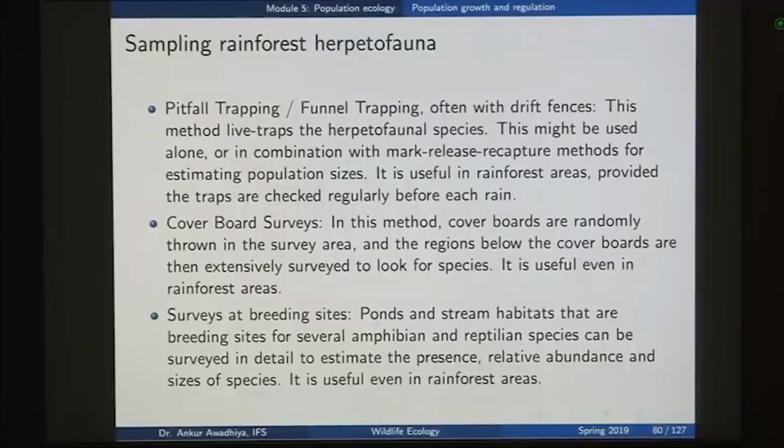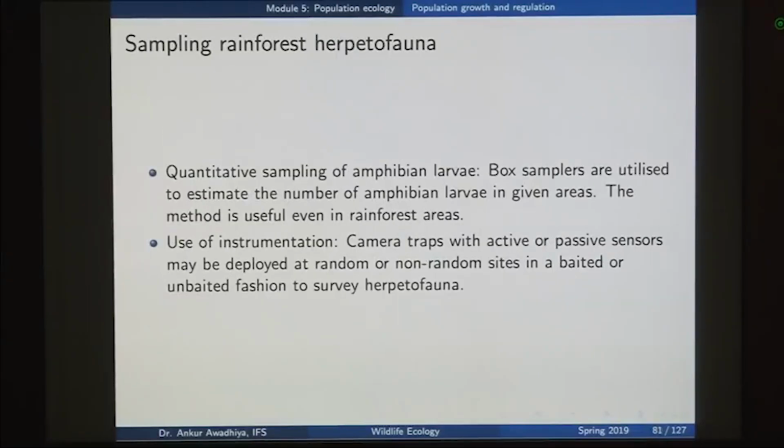Another one is a survey of the breeding sites. Ponds and stream habitats that are breeding sites for several amphibian and reptilian species can be surveyed in detail to estimate the presence, relative abundance and size of the species. So, this is also another thing that you can do. Population estimation is such an important requirement for management of populations or management of habitats, that we have figured out so many different techniques to measure these population parameters.